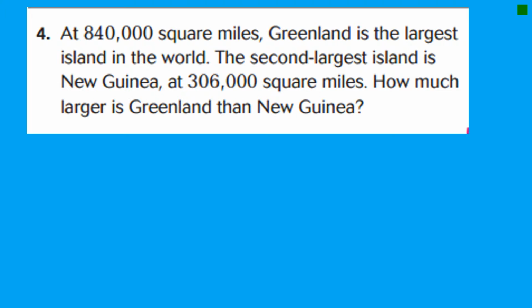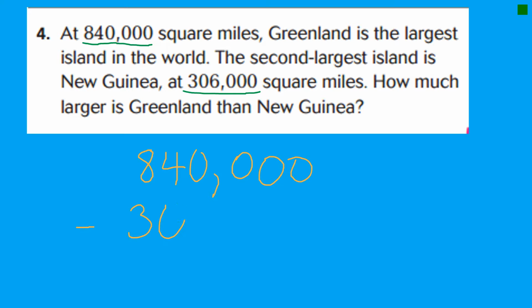So this is another one where I'm going to go back and reread it again. Okay, so Greenland is 840,000 square miles. The second largest island is New Guinea, and it's 306,000 square miles. How much larger is Greenland than New Guinea? Well, they're asking me the difference between the areas in square miles of those two islands. And we talked about this before. What is difference? It's the answer to a subtraction problem. What's the difference in those square miles? Well, let's find out by subtracting. And of course, I put the greater number first so that I am able to subtract them correctly.